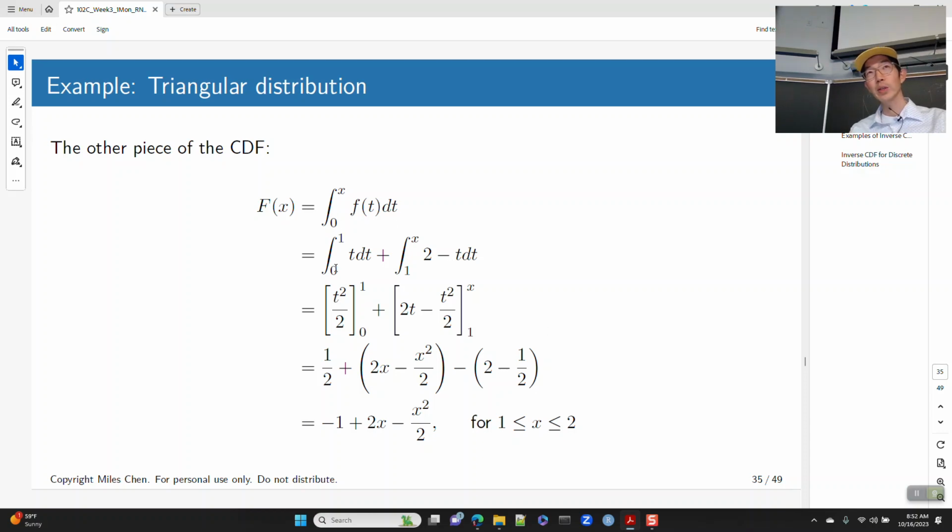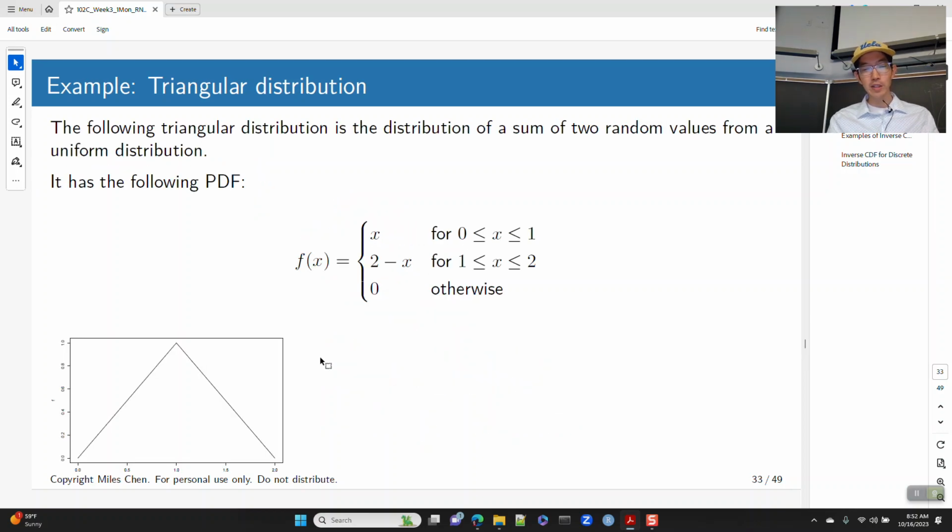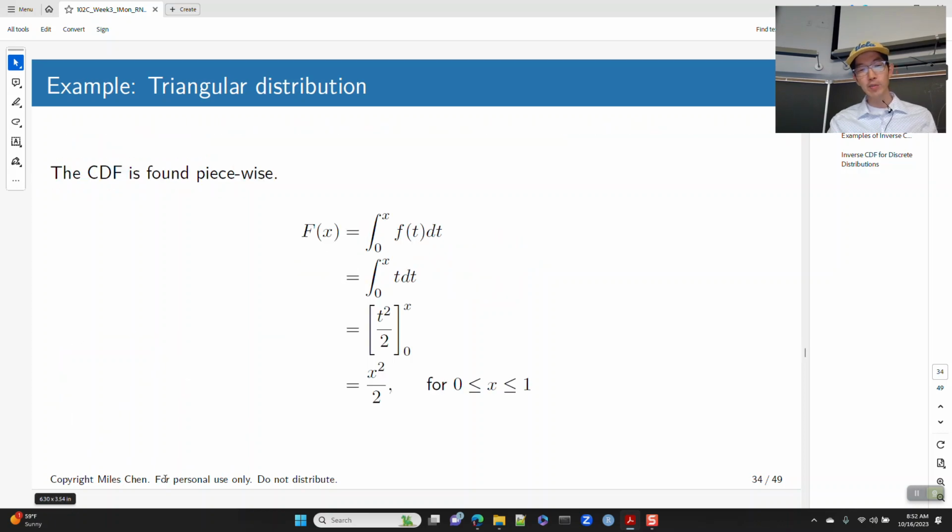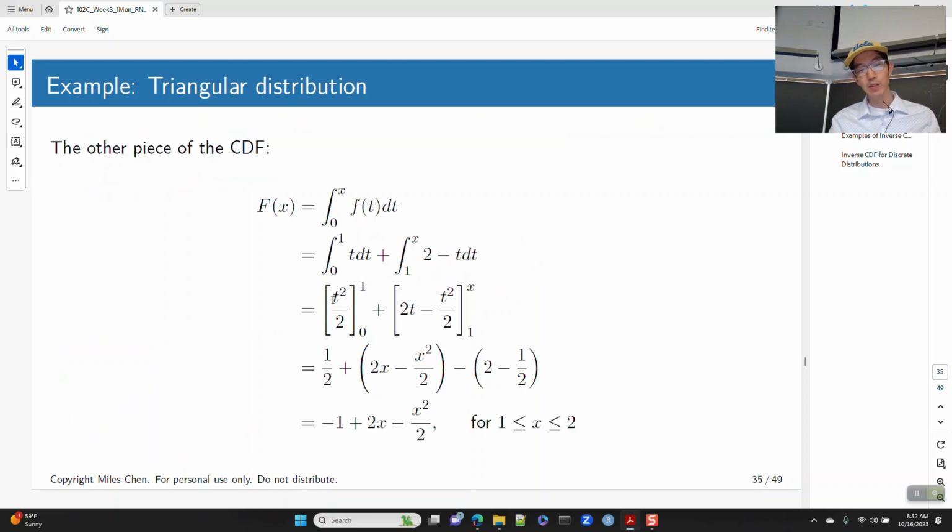So we have to take the first part of the PDF, okay? And the first part is just going to evaluate to 1/2, right? We want to get the CDF of this side after 1. So this first part is the area of this half of the triangle, which is just 1/2. Mathematically, we get t squared over 2 evaluated from 0 to 1, and that evaluates to 1/2.